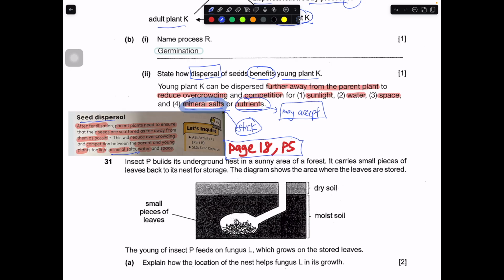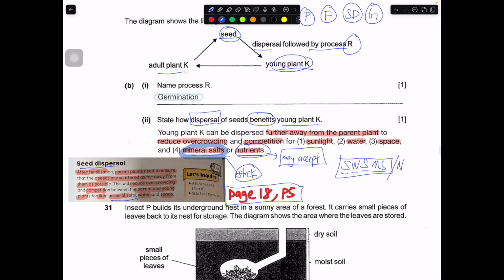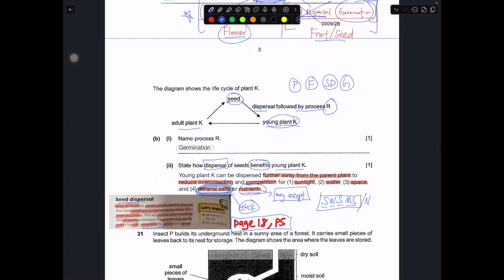So you can remember it as SWSMS: sunlight, water, space, mineral salts. And this will be a way to remember, or if your school requires you to write nutrients, then it will be N. Okay, so this is the part that we talk about for question number 30.